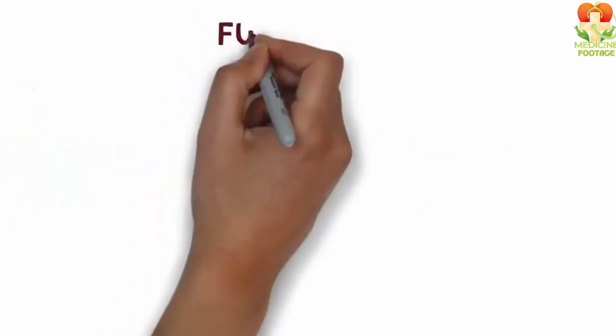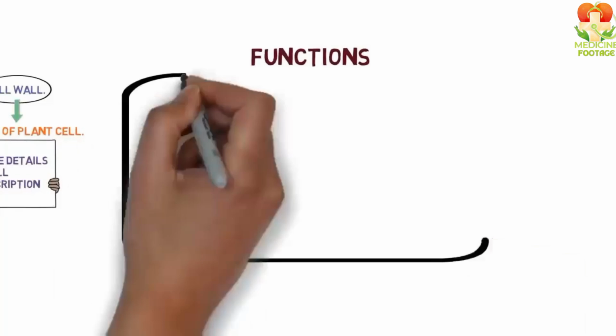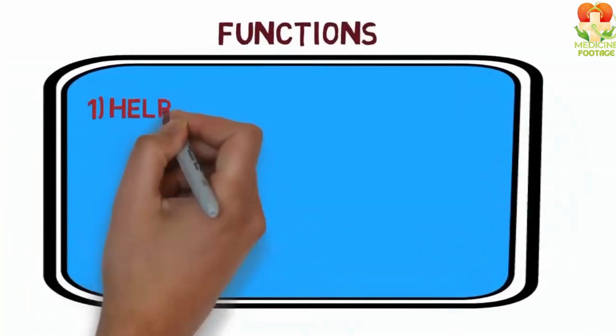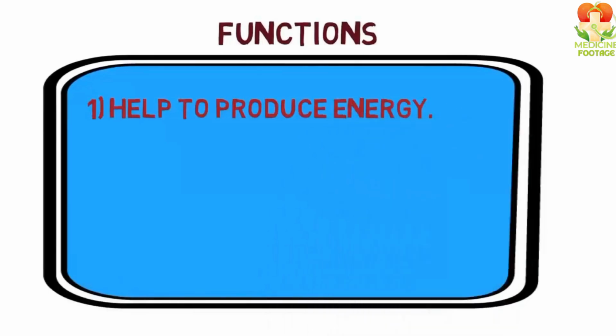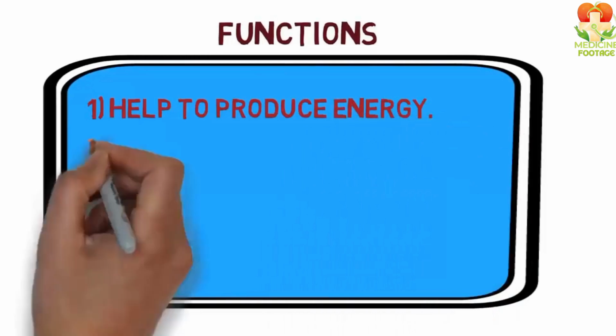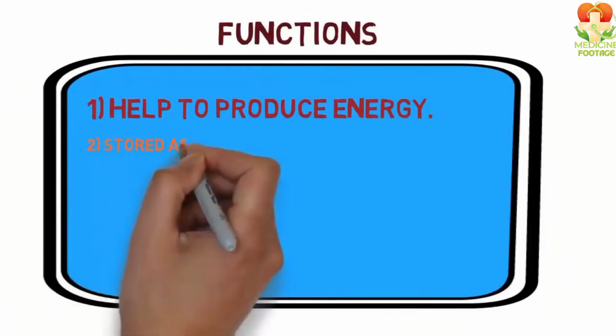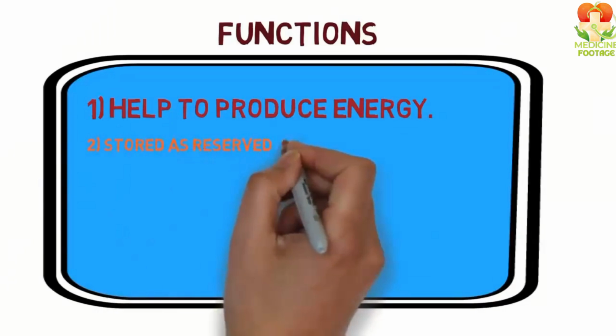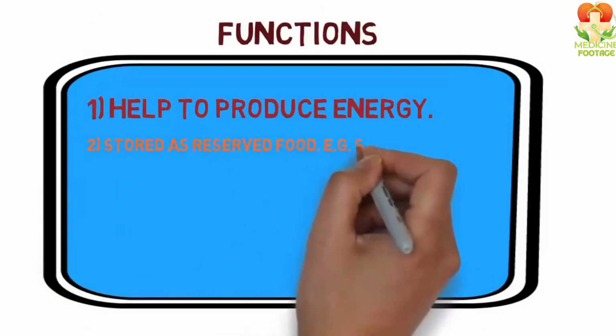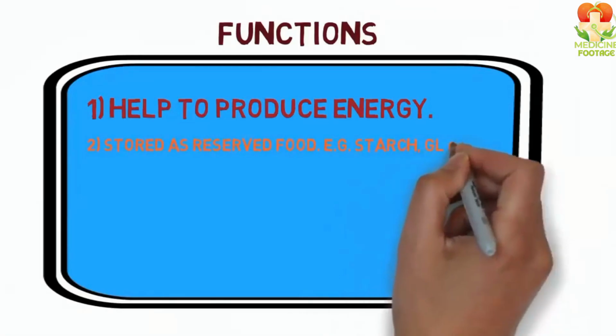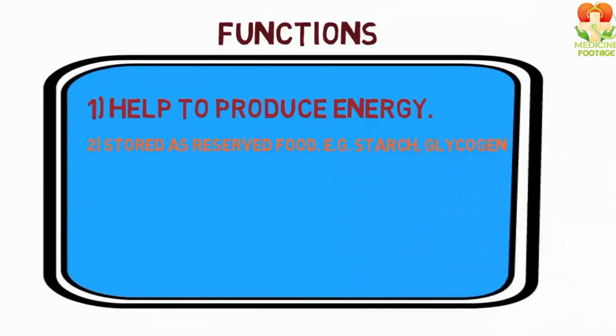Now, let's move on to the functions of carbohydrates. The first function of carbohydrates is that they produce energy. Carbohydrates allow us to work all the time. If carbohydrates didn't exist, we wouldn't be able to function. The second function is that they store food as a reserve. We don't eat all the time. Sometimes we fast, or we eat 2 or 3 times a day. So where does the food come from? It comes from this reserve food in the form of starch in plants and glycogen in animals. It is stored and then used.